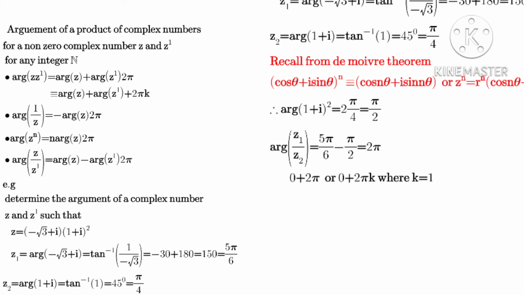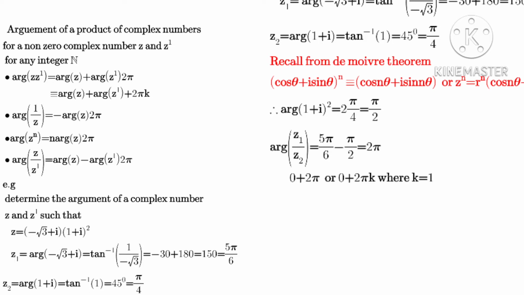Then we move to the argument of a product of complex numbers, for non-zero complex numbers z and z prime, for any integer n. If we are asked to look for the argument of z times z prime, it is the argument of z plus the argument of z prime, modulo 2 pi. Note that the 2 pi can also be separated, that is plus 2 pi k, where k is an integer, k can be 1 or 2. The argument of 1 over z is minus the argument of z modulo 2 pi, which is also congruent to minus the argument of z plus 2 pi k. So we have an example there.